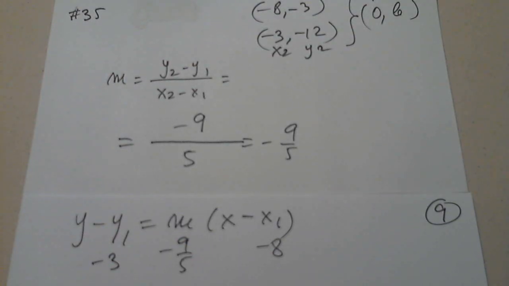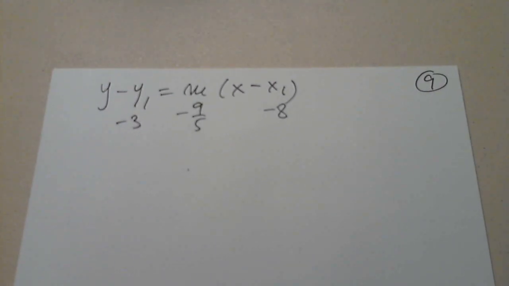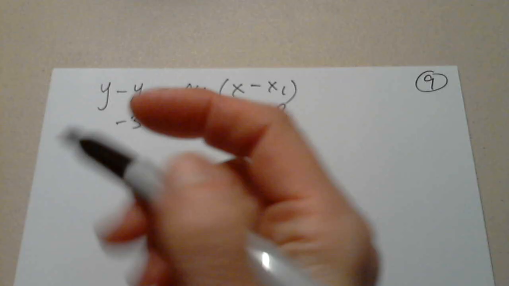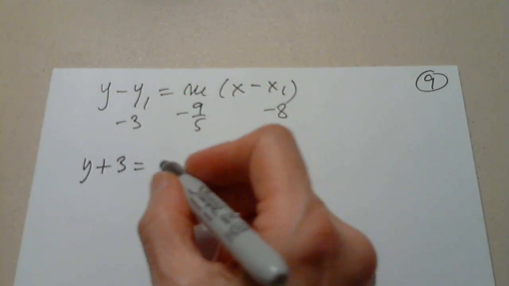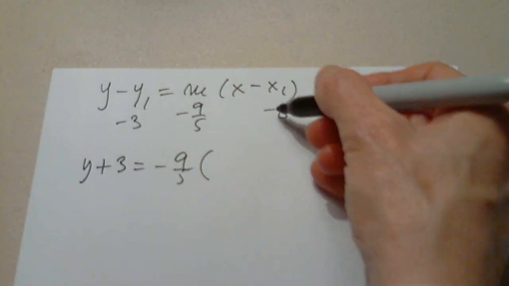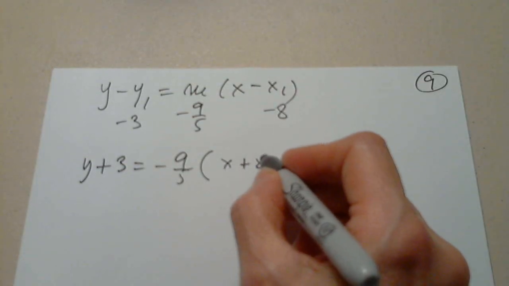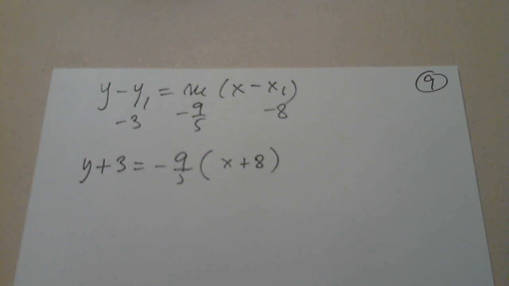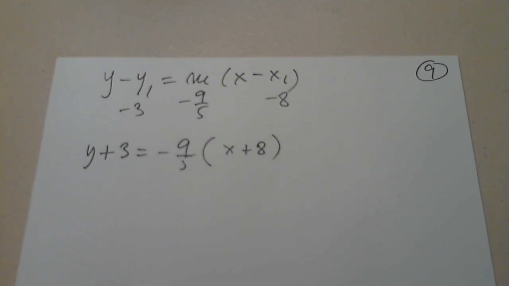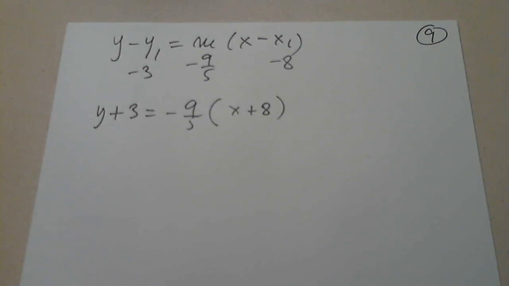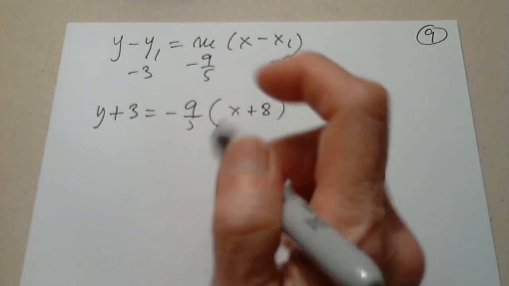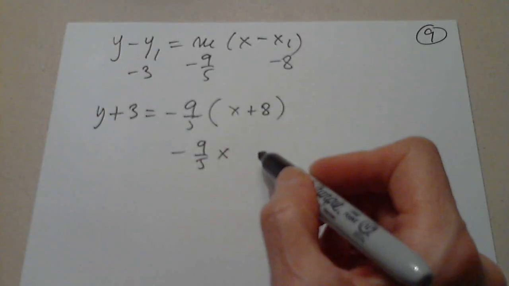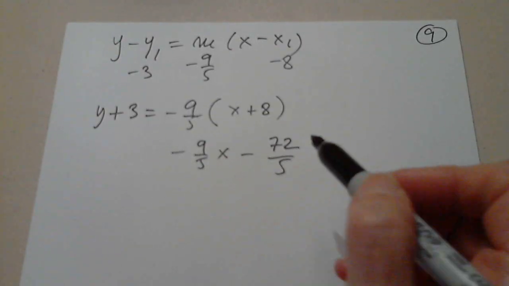Notice what I just did. Of course, it's up to you if you want to use this method. I prefer writing everything underneath so that I don't have to use nested parentheses. Because I have minus minus, I know this is y plus 3. The -9/5 will stay, and minus minus will change into plus. And now I will distribute. I have to solve for y. So I distribute -9/5 x, and minus 72/5.